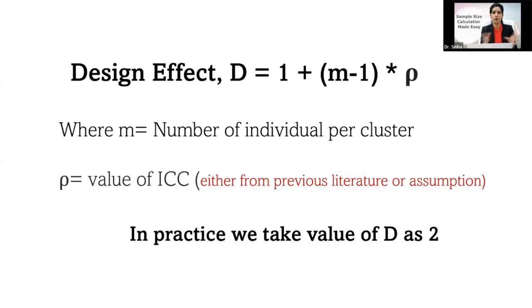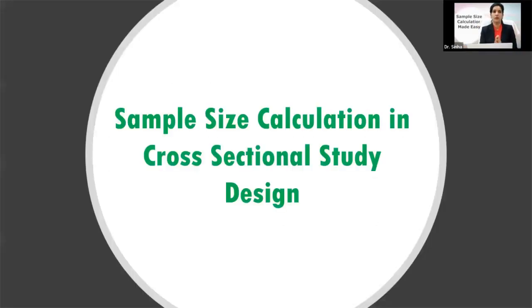If you have no information regarding the design effect or ICC, you can take the design effect as 2, because that's the safest option. If you don't have anything, for all practical purposes you can take the design effect as 2. But if you are very clear on the number of individuals per cluster, or sure that you have found the ICC, then you can calculate the design effect. Up to you. So we have seen all the 6 steps.